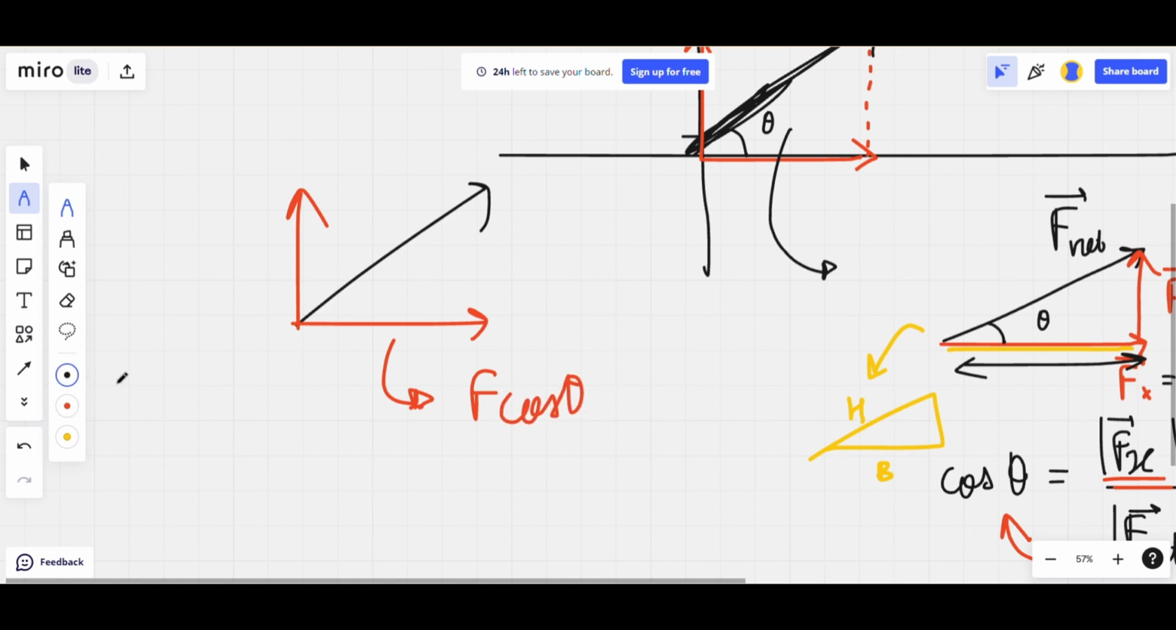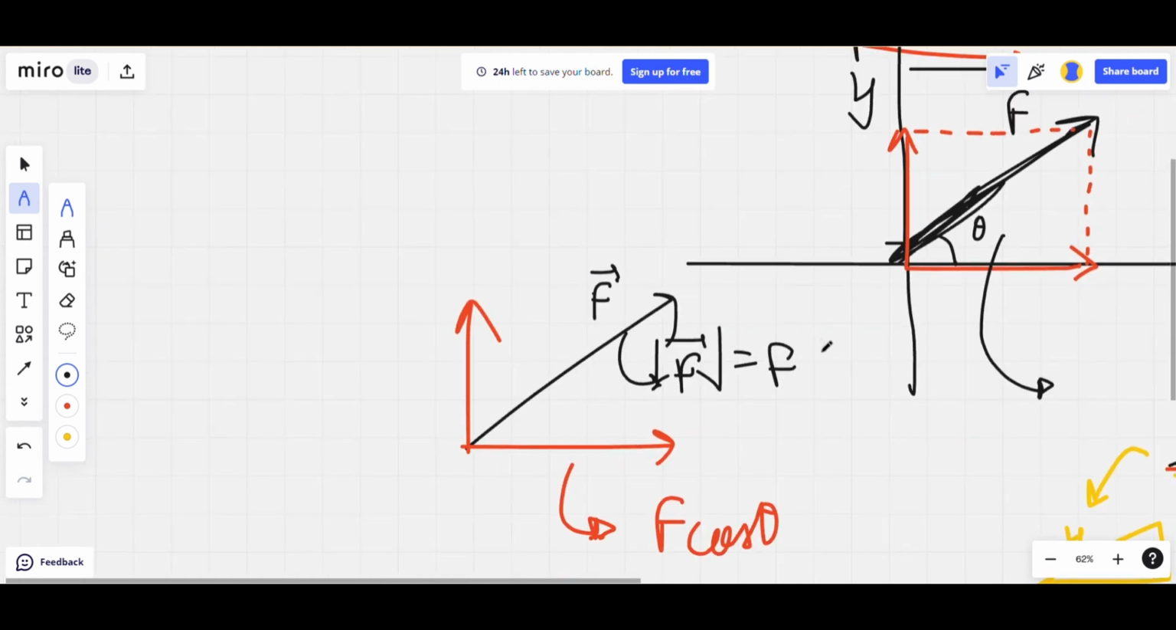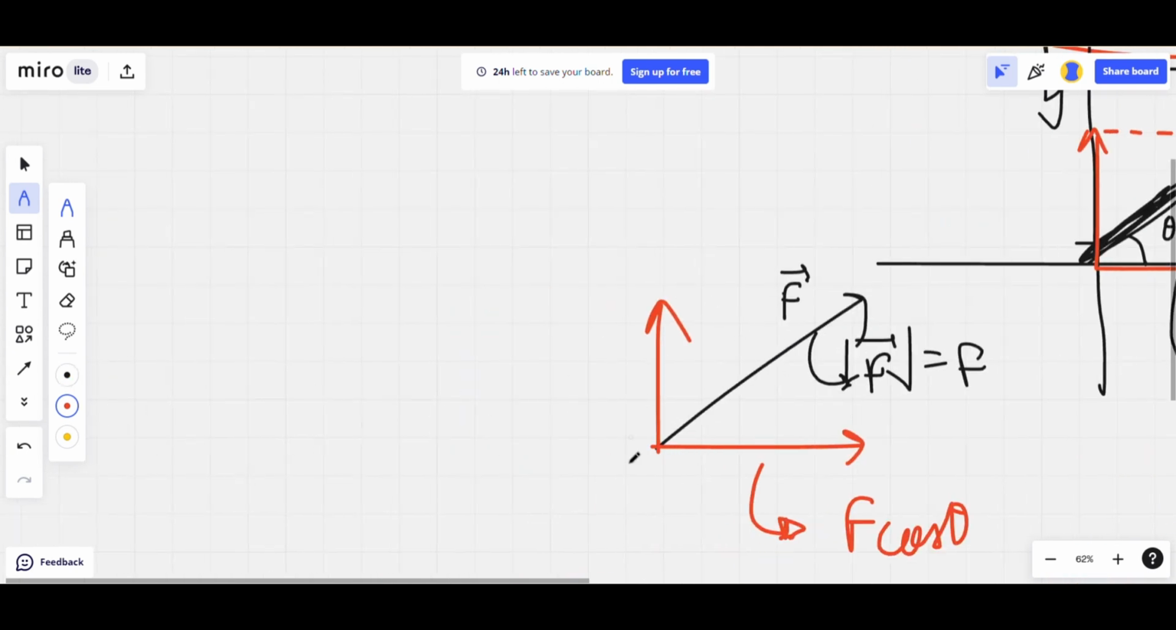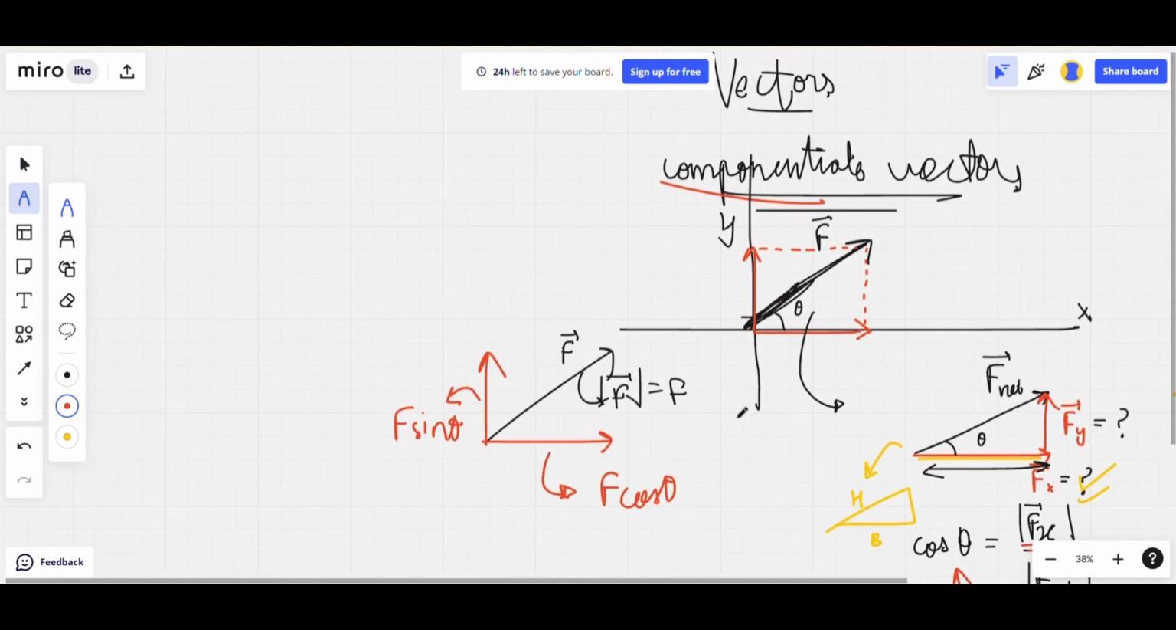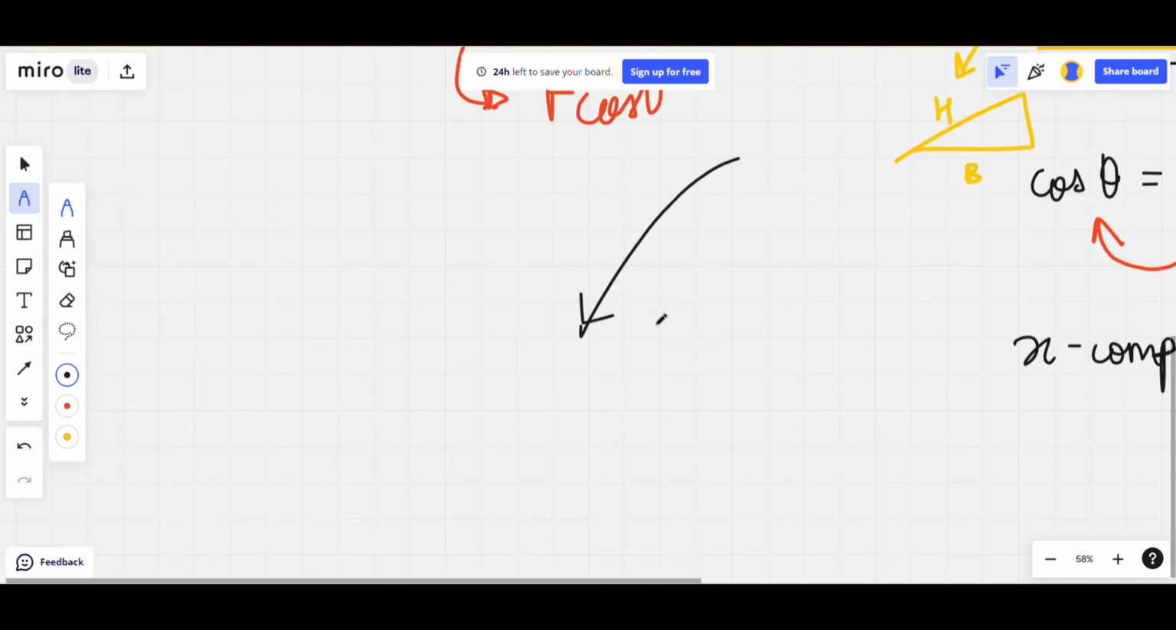And now what is F? F is the magnitude of this vector. If we talk about the magnitude of this vector, it's nothing but F. And then the vertical component's magnitude is given by F sine theta. Time for examples, because I'm pretty sure most of you would have lost it. So let's look at an example.